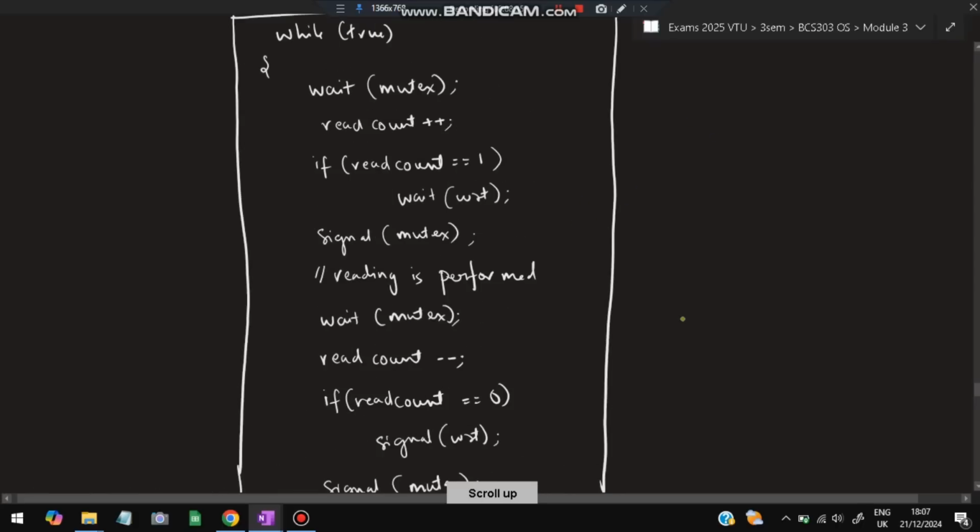You need not write it exactly like this. Examiners don't read the answers exactly as you have written them. So just write something similar to it, and you will get the marks allotted to this, unless the examiner reads it fully, but that doesn't happen in most cases. You can write something related to it, but remember that you have to include wait, signal, and mutex, and read count plus plus, and an if condition here, and there is another if condition. Don't spend more time on drawing this one. You got my point, right?